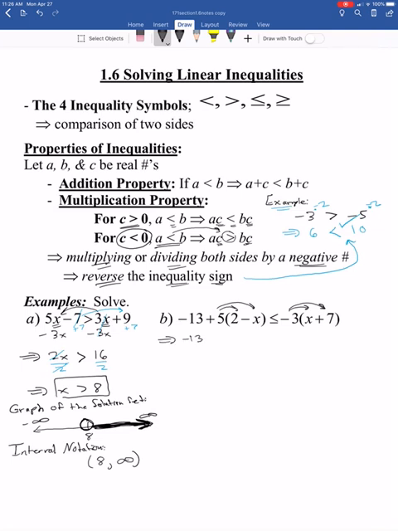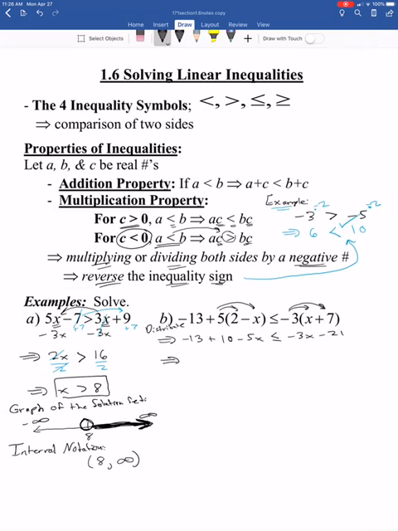We got negative 13 plus 5 times 2, which is 10, plus 5 times negative x, which is negative 5x, less than or equal to, this time we have equality, a less than or equal to problem. Now let's distribute, negative 3 times x, negative 3x, negative 3 times 7 is negative 21. So I've cleared my parentheses, I've distributed, so apply the distributive property. All right, and we make a note there of what we just did in that step.